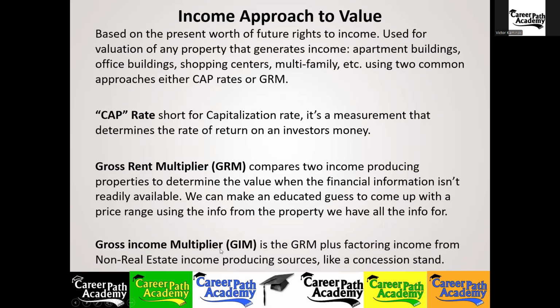And then we have something called the gross income multiplier, but you're probably not going to get that one on exams, or in real life for that matter. Usually we use cap rates anyway, but I'll show you how you could use the GRM. The gross income multiplier is basically taking the GRM plus also factoring in income from other non-real estate income producing sources, like a concession stand that may be selling food or t-shirts or something.